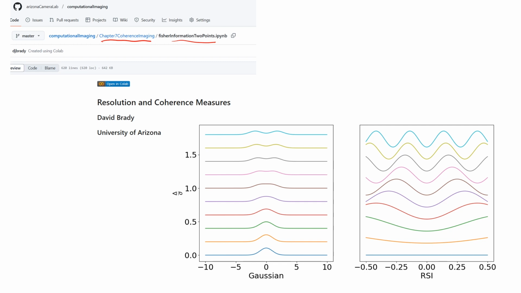Now, here we're showing the response of the instrument for 2-point targets at various amounts of separation. Here at the bottom, the separation is 0. And so for the Gaussian response, we just see the Gaussian response of a single impulse response. And so this would be the overall width of the underlying Gaussian.